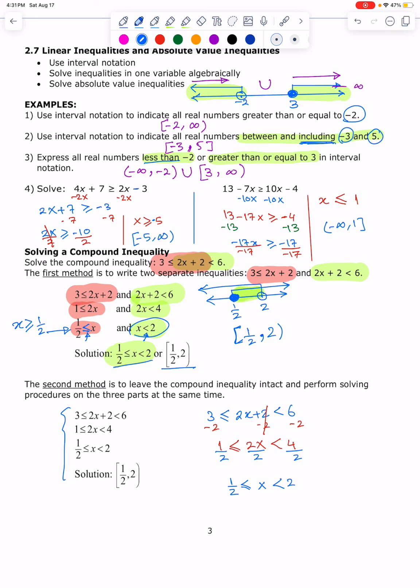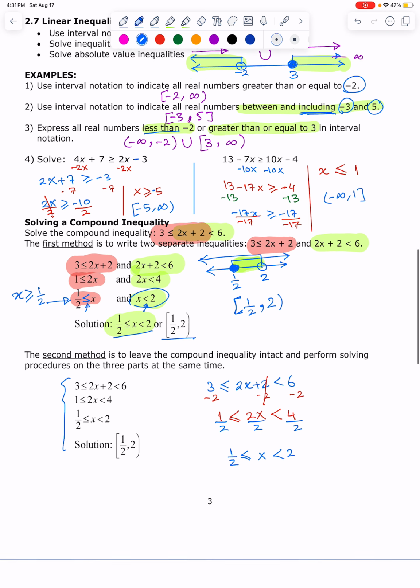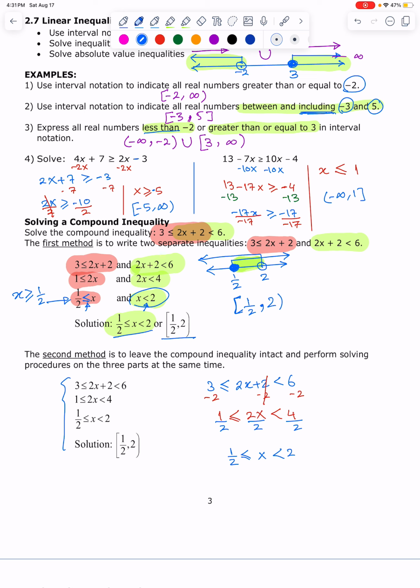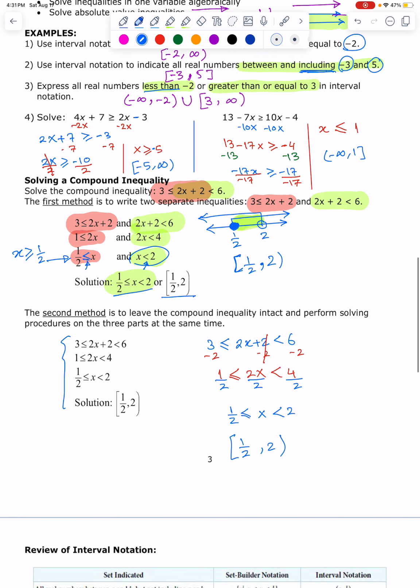And you can represent that on the number line, or you could basically say, this is an obvious interval. It starts at 1/2, it's included, and the 2 is excluded. So a bracket on the side of 1/2 and parentheses on the side of 2.